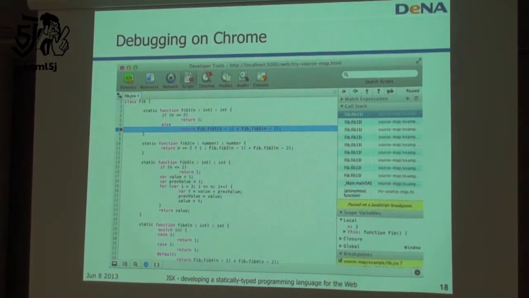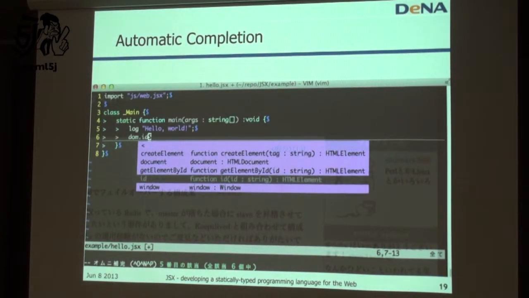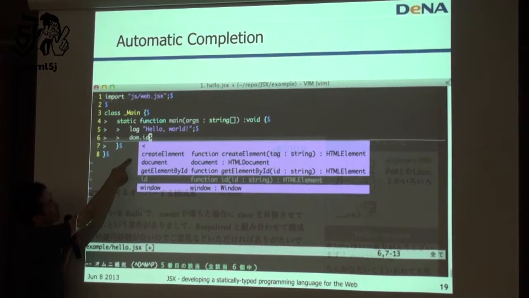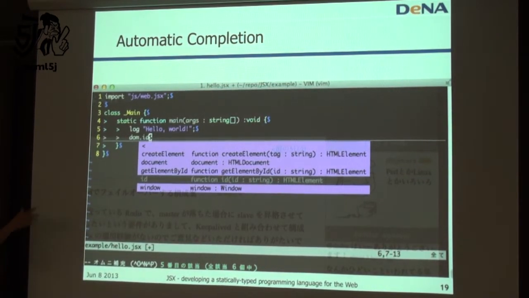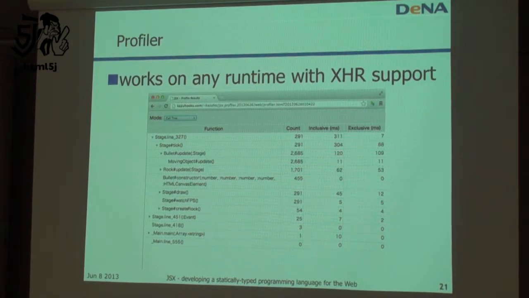And these are screenshots from our JSX development, and this is source level debugging on Google Chrome. We also provide experimental support for automatic completion, so that using the type information, you can, for example, type doc.id, or the member functions like createElement and document are suggested, so that it will be much easier to develop. We also have an integrated testing framework. We also have a profiler, so that you can profile any games running on iOS or Android.